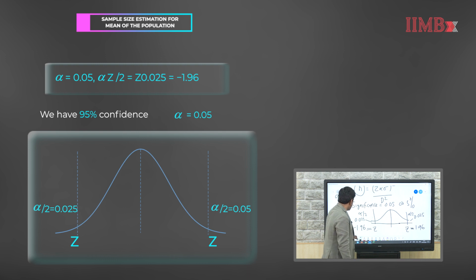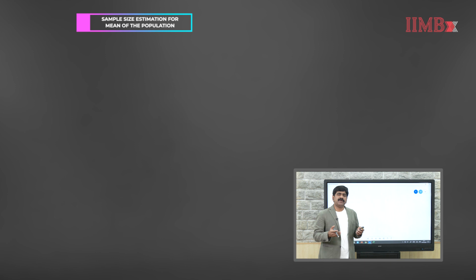Typically, instead of just writing z there, we can write z alpha by 2. So, basically we are calculating the sample size with some confidence. I can replace that z with z alpha by 2, and based on the significance I can substitute the value of z alpha by 2 and I get the required sample size. The sample size for the estimation of population proportion we can get using a similar argument.